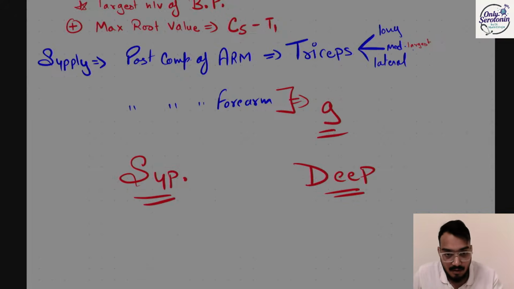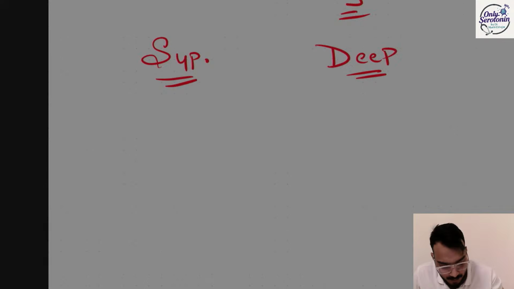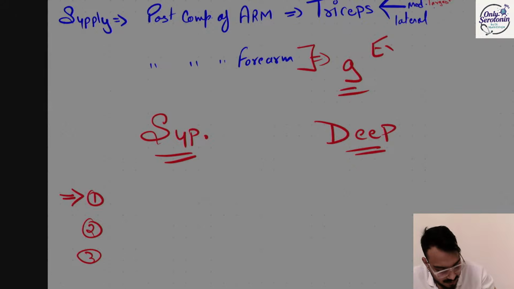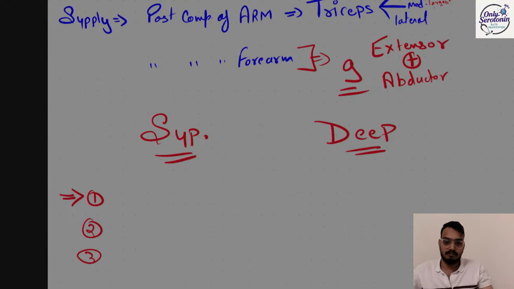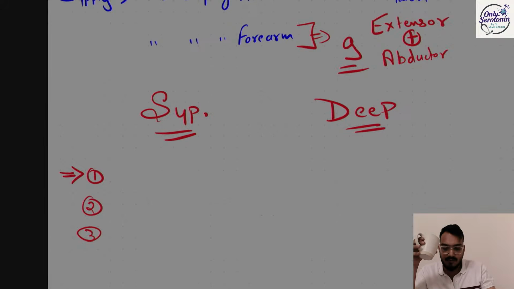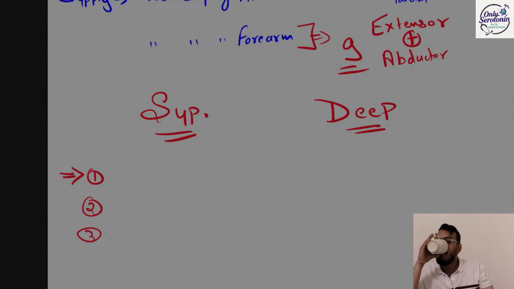I want you all to answer now. What are the superficial, posterior superficial muscles of the forearm? Let me know, guys. All these muscles will be extensor muscles, and there will be one abductor also. Come on. Give me the superficial posterior muscles of the forearm.